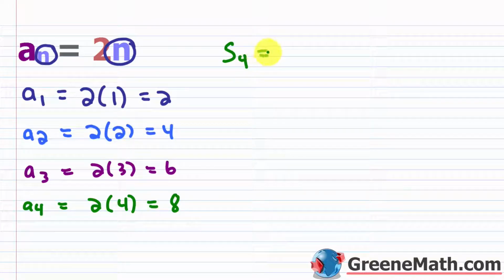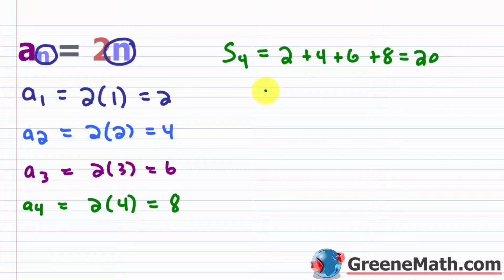So this is going to be equal to, and I'm just going to grab these guys, 2, okay? That's my first term. My second term is 4. My third one is 6. And my fourth one, where I'm stopping, is going to be 8. And then I just find the sum. So 2 plus 4 is 6. 6 plus 6 is 12. 12 plus 8 is 20. Okay, so that's an introduction to series.